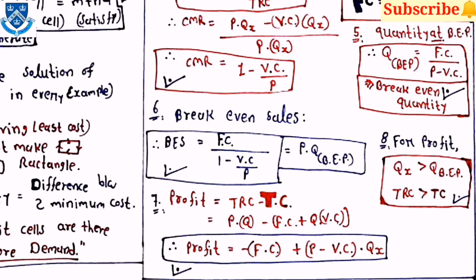Then the sixth one is break-even quantity. BES means break-even sales, which is equal to P into Q at BEP, and BES is also equal to FC upon 1 minus VC by P. Then profit is equal to TRC minus TC, which is equal to PQ minus FC minus Q into VC, and profit is also equal to minus FC plus P minus VC into QX. Then for profit, QX should be greater than QBEP and TRC should be greater than TC.